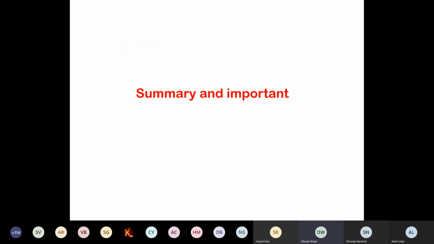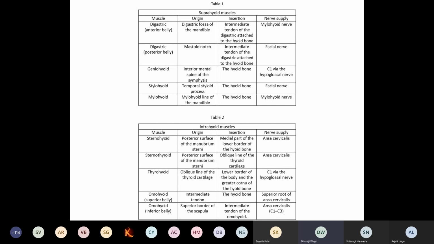Now, a summary and important things regarding the hyoid bone. These are frequently asked in the viva. There is a suprahyoid muscle group and an infrahyoid muscle group. In the suprahyoid muscle group, there is the digastric muscle. This digastric muscle has an anterior belly and a posterior belly.